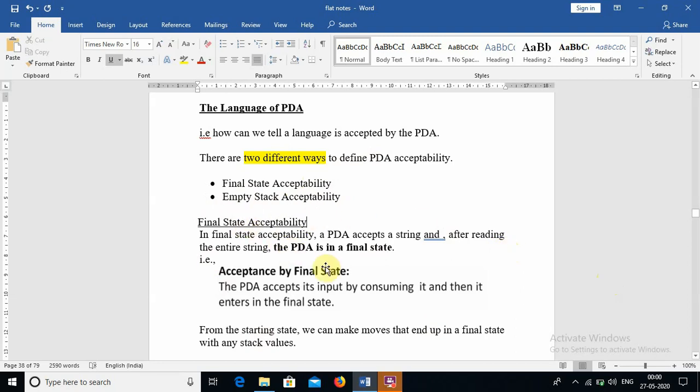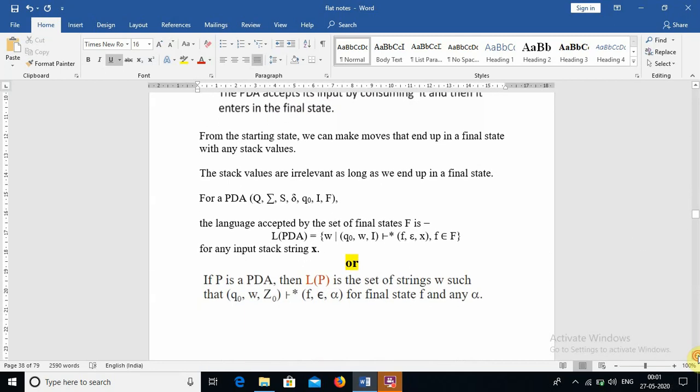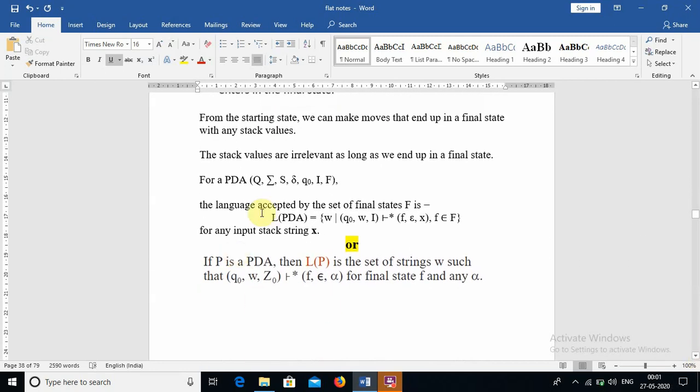Final state acceptance is nothing but, if the PDA accepts the input string and it reaches the final state. Okay, if a PDA accepts the input string and it consumes the entire string, and if it reaches the final state, then we can say that the language is accepted by the PDA by final state. So like this we can define the language accepted by the PDA by final state.